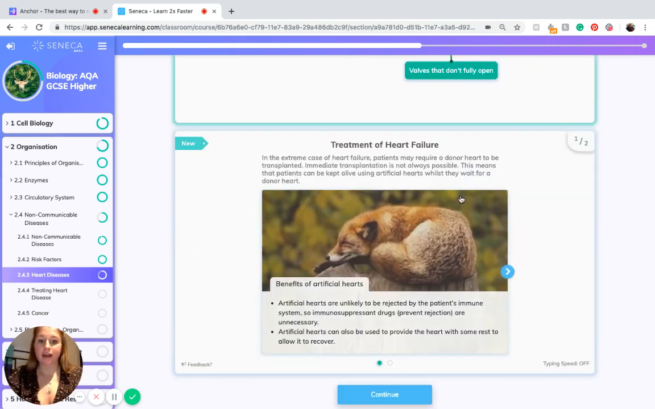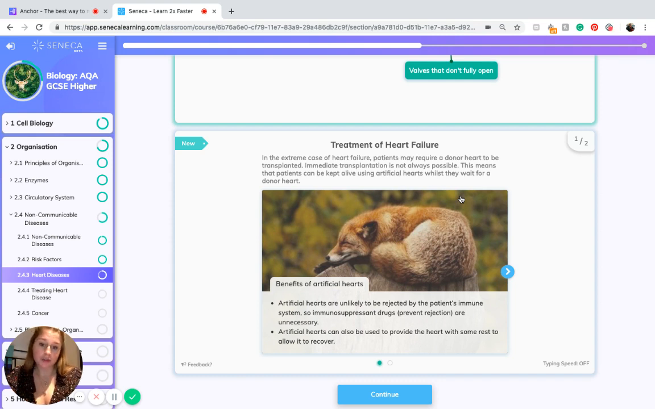Treatment of heart failure. In the extreme case of heart failure, patients may require a donor heart to be transplanted. Immediate transplantation is not always possible. This means that patients can be kept alive using artificial hearts whilst they wait for a donor heart.